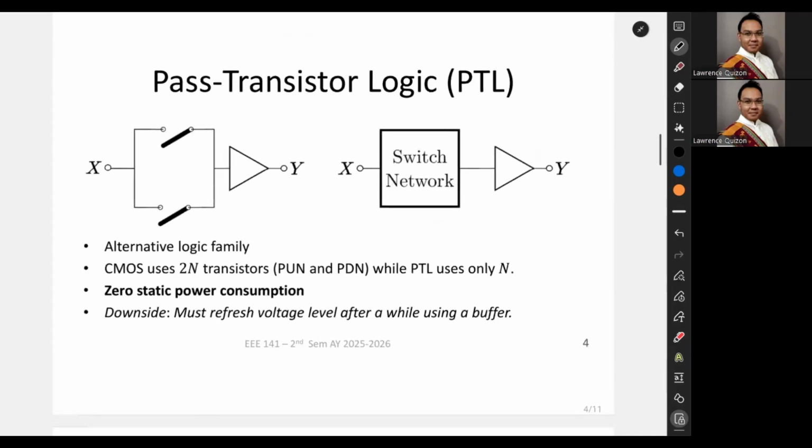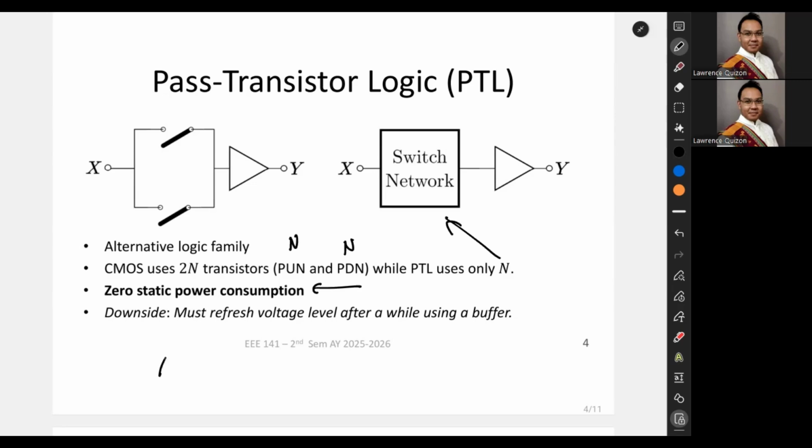So, introducing the idea of the pass transistor logic family, no? It's an alternative to CMOS, and it has two advantages. CMOS uses twice as many transistors, that is, you have N transistors for PUN and N transistors for PDN, while the PTL only uses N transistors because it only uses one switch network. No? Because of this as well, you'll see later that it has zero static power consumption. It's all dynamic. That is, the power is only used to charge capacitors and discharge capacitors.